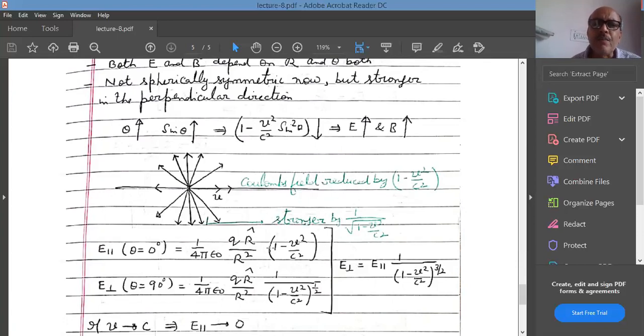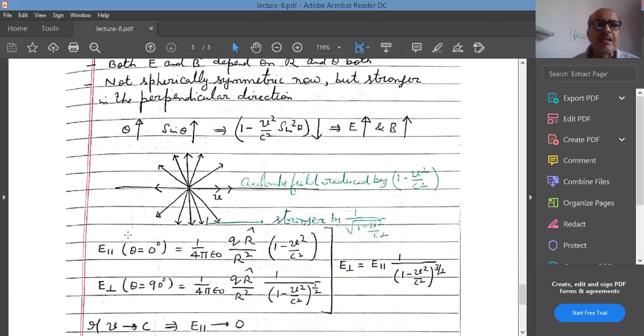Reduced because if you multiply the Coulomb field by a factor less than 1, you will end up with the electric field less than the Coulomb field. Similarly, if you divide it by 1 minus b square upon c square, then what will happen? The electric field increases. That is the purpose of writing this: Coulomb's field reduced by 1 minus b square upon c square along the direction of velocity, and along the perpendicular direction, it is stronger.